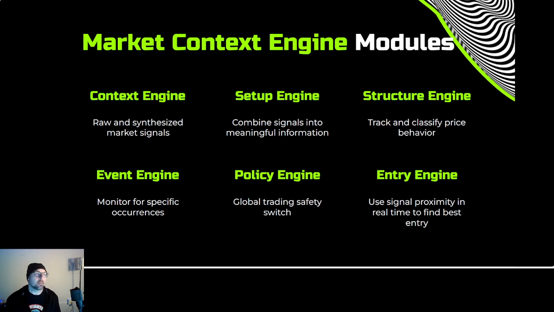Then we finally have the policy engine, which is really just a global kill switch. Its job is to enable or disable trading, and we can allow it to do things like check if there's a trade in place, if volatility is too low or too high, if it looks like it's unsafe, things like that. So ultimately everything's kind of aggregated through the policy engine. And then finally, the entry engine, and that is where all of the magic happens.